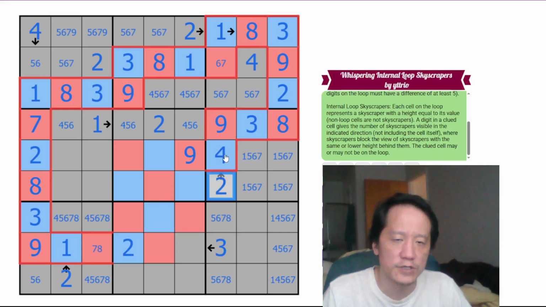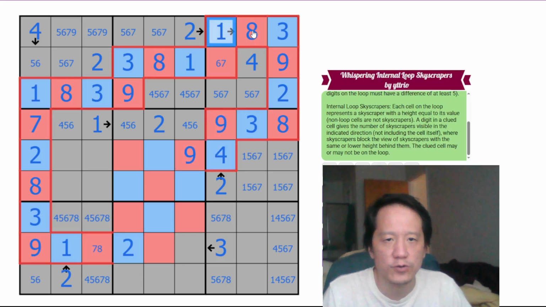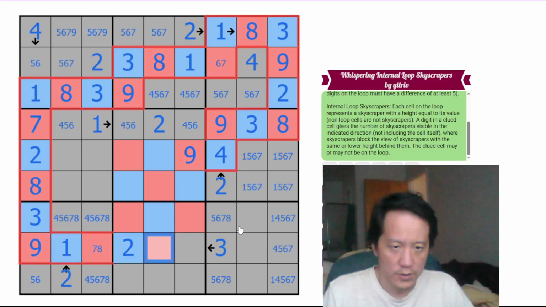This sees two skyscrapers, 4 and 9. This sees 1, 8. This sees 2, 1 and 8. This sees 4, 1, 7, 8, 9. This sees 2, 1 and 8. This sees 1, just the 9. This sees 3, we don't know what this is. Okay.